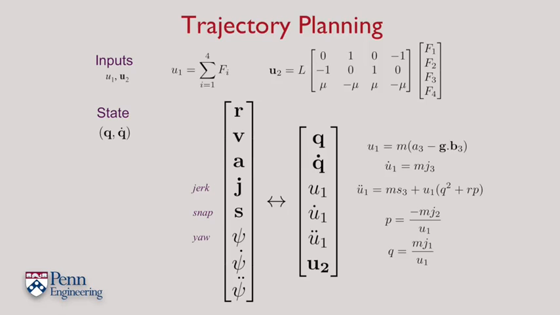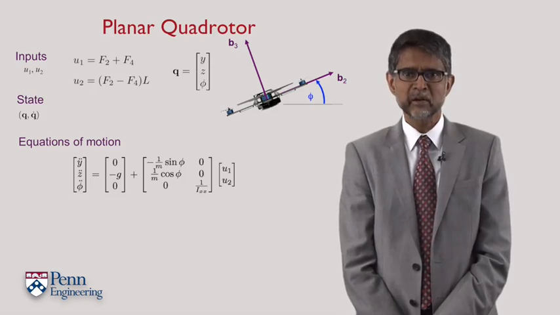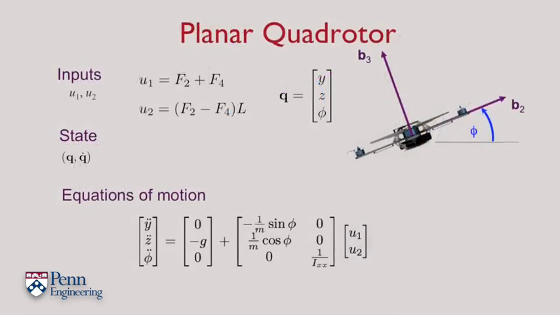What does this mean for us in terms of trajectory planning? What it really means is that if I know the position and the yaw angle and its derivatives, I can determine the state and the input. Let's consider the equations for a planar quadrotor in which it's easier to visualize this mapping between these two vectors.